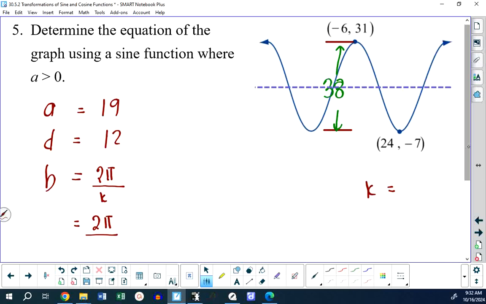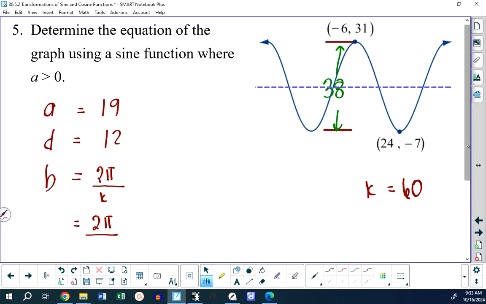The x-coordinate of that first maximum is negative 6, and the x-coordinate of the next minimum is 24. So that's a total distance of 30 units from negative 6 to 24. Are you with me on that it's 30? That means the period is 60, because the period is twice that distance.